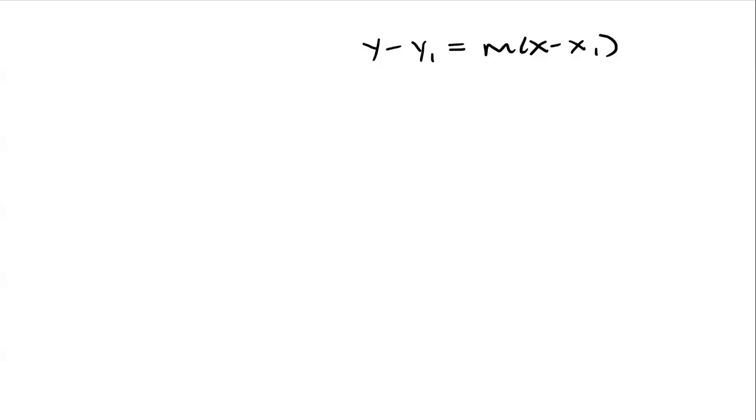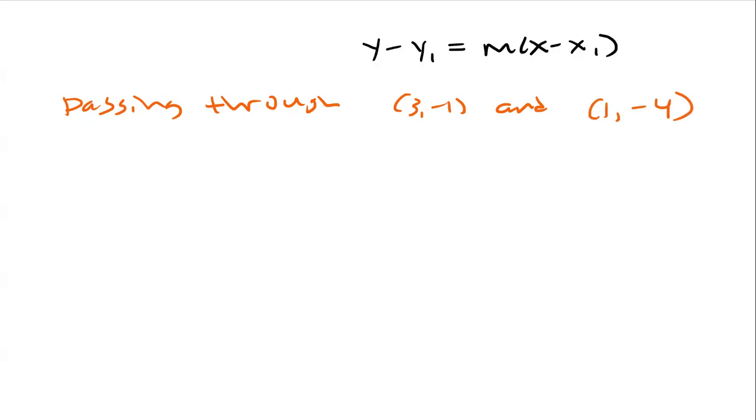Okay, so again, we still want to use the point slope form. In this case, they want us to find the equation in point slope form. And they tell us that it's passing through 3, -1, and 1, -4. Okay, so first we need to find our slope. Okay, go ahead and do that. What's going to be our slope?